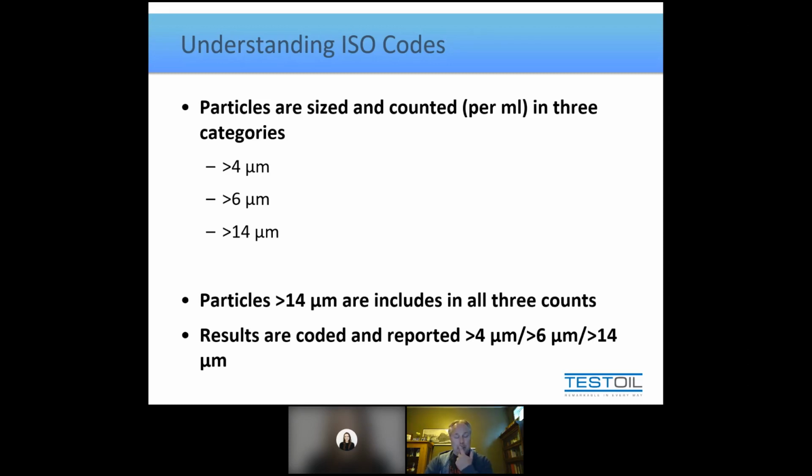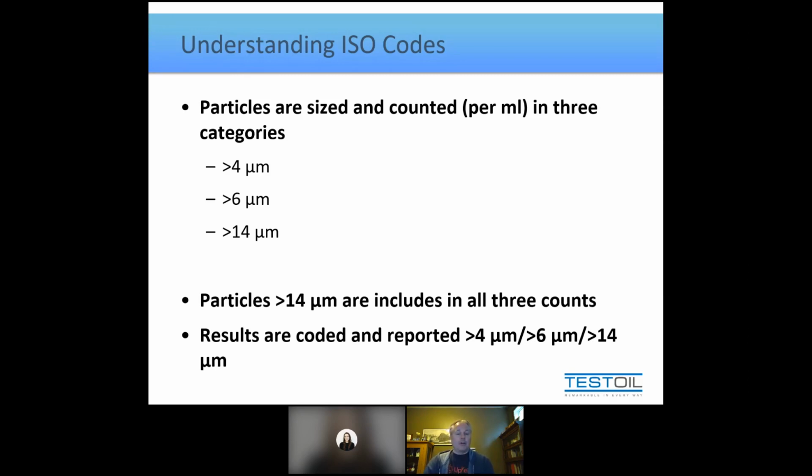So what I'm hoping you realize is that every one of those categories is "greater than." So if I count a particle as greater than 14 microns, I will also count it in the category of being greater than 6. And all those particles I will also count in the category of being greater than 4. Right? That's what I'm hoping we realize, is that there's a lot of overlap to these categories.